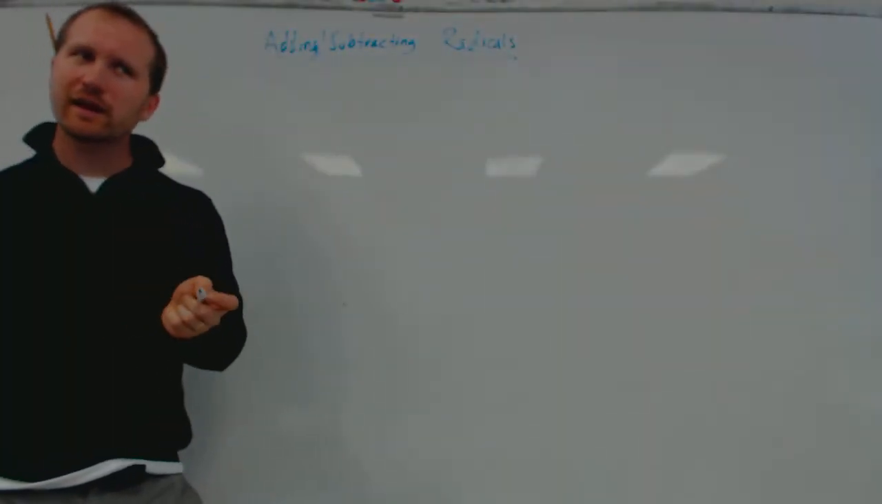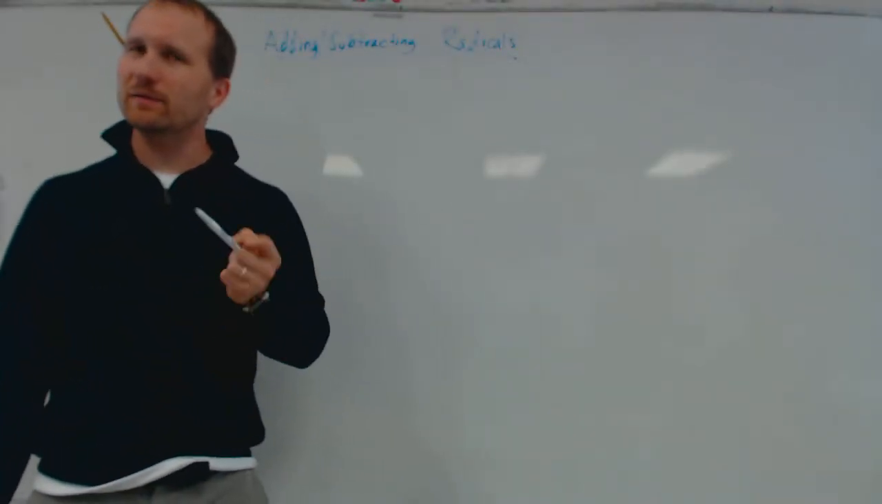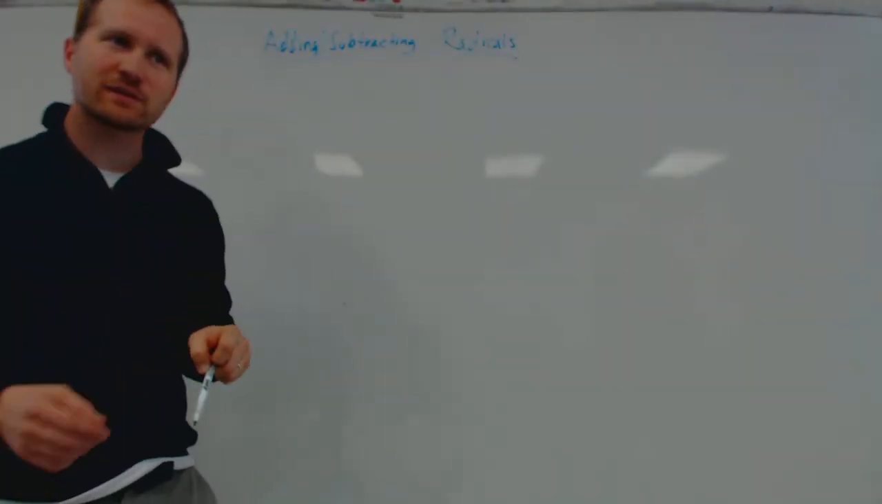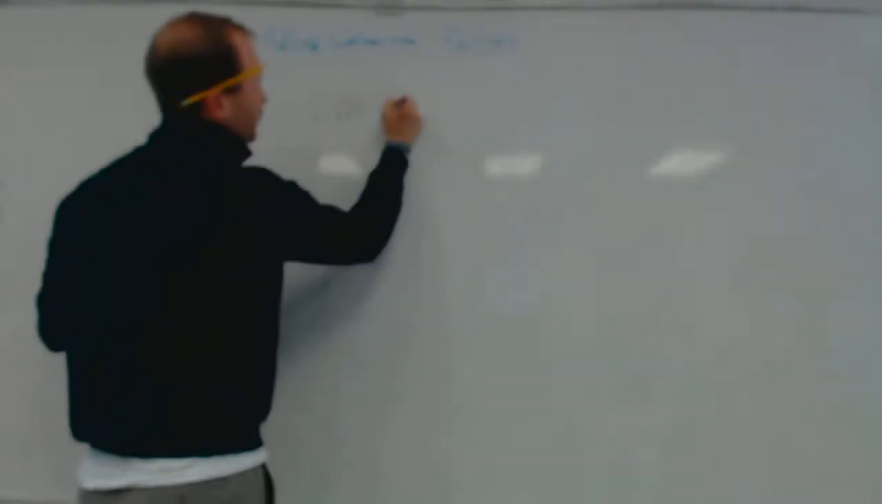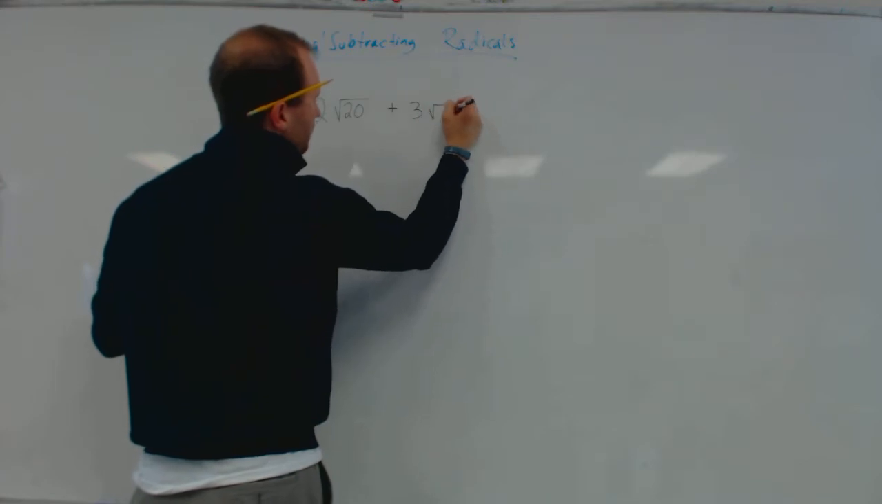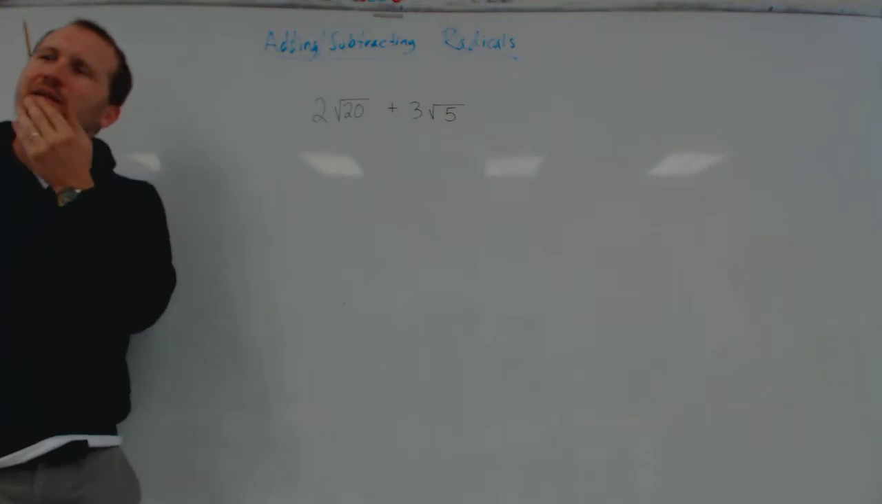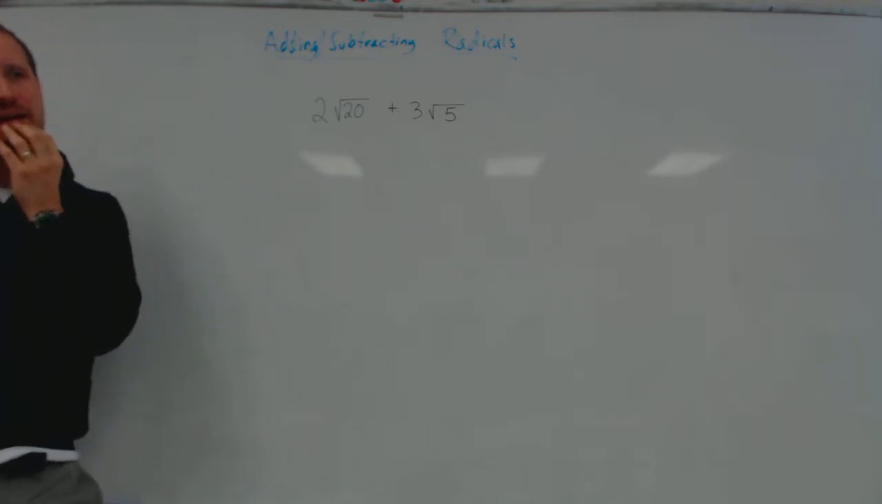But there are cases when you actually can add them even though they have different numbers in the square root at first. So what if I had something like this? 2 square roots of 20 plus 3 square roots of 5. Why can I add that?